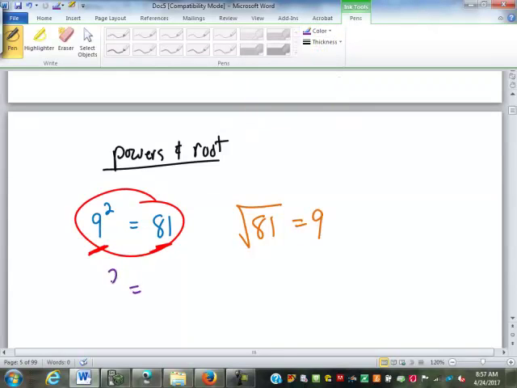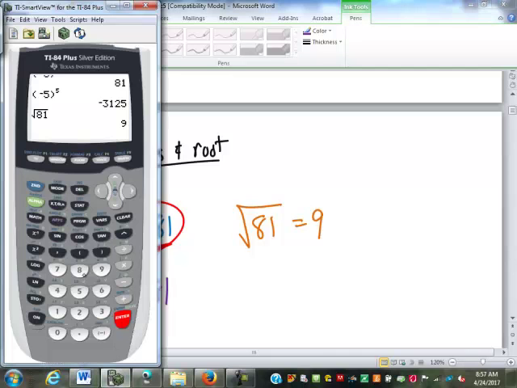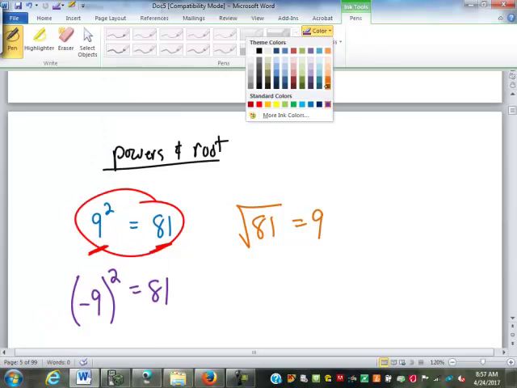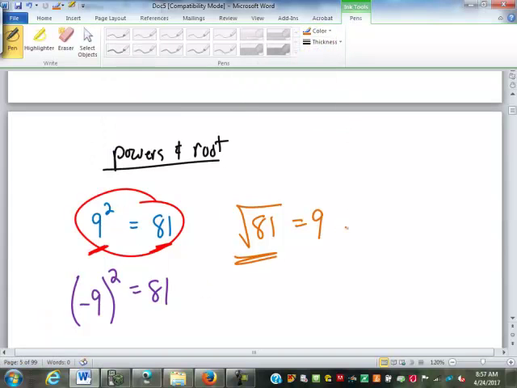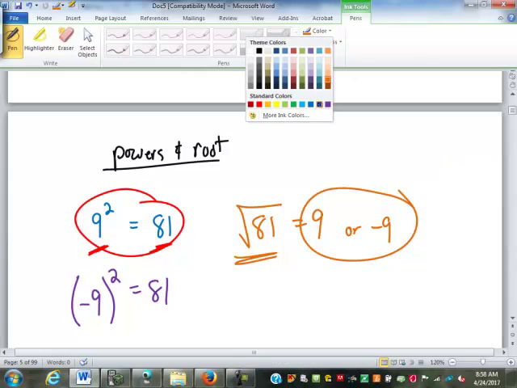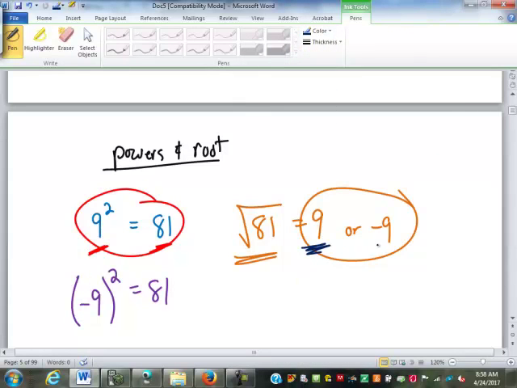However, is there another number squared that would give me 81? Negative 9. Negative 9 squared also gives me 81. So up here, the square root of 81 is 9 or negative 9. Both of those are potential answers. Now, for most of what we're going to do in this class, we're going to take the positive answer when there's two like that. But be aware that both answers are viable.